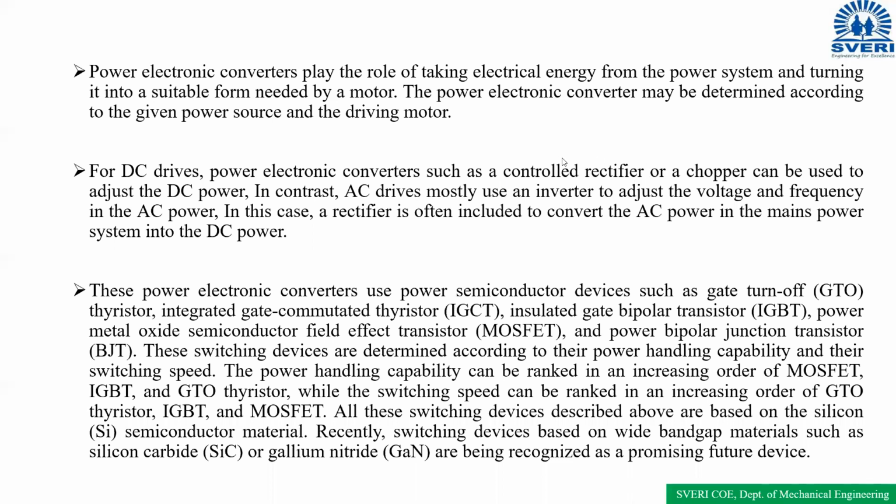Means controlled rectifier function क्या है? AC to DC convert होता है. और chopper का function क्या है? DC to DC. Clear? DC to DC. Accordingly, we need to develop the converter circuits.